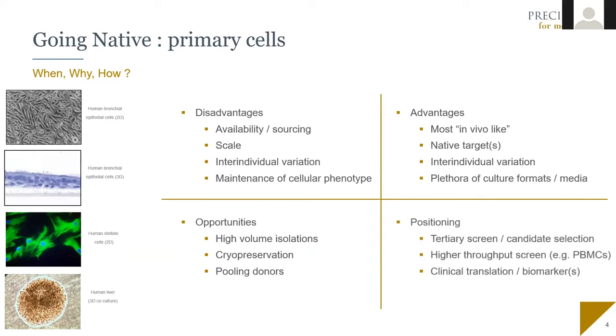In terms of positioning, typically primary cell-based assays are positioned at the tertiary screening stage, candidate selection. So typically the type of work that we do, we're looking at tens of compounds and not hundreds and thousands of compounds. I mentioned PBMCs earlier on, which can be isolated in very high numbers, and so they can be used for higher throughput screens.